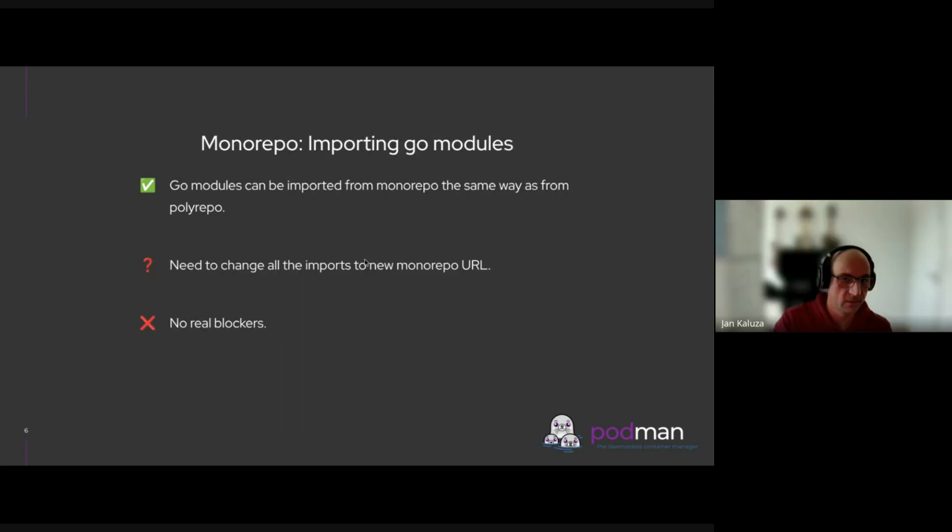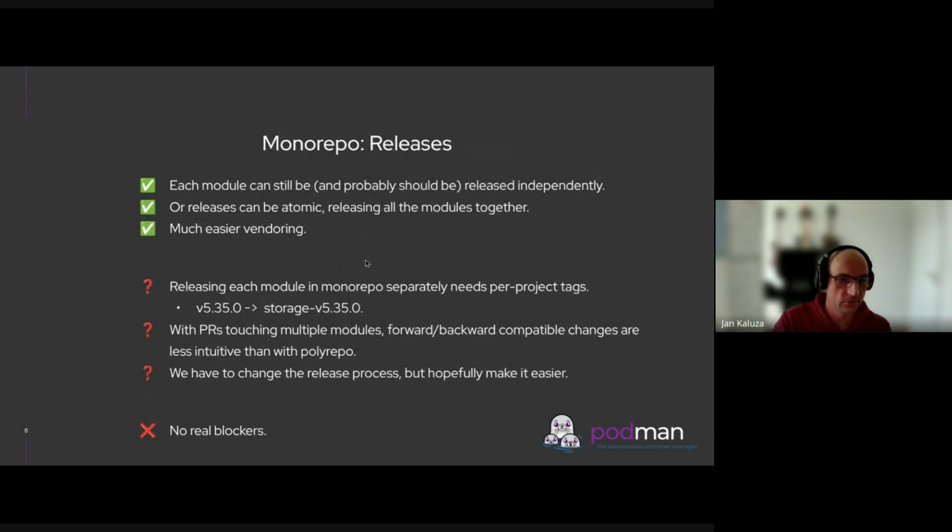Yeah. So let's continue. I ended up here. I wanted to say that with single atomic PRs, it's also harder to find out what's forward and backward compatible. I mean, when you change something in 3 modules, and then you want to release just one, you have to know that those other 2 do not depend on your change.